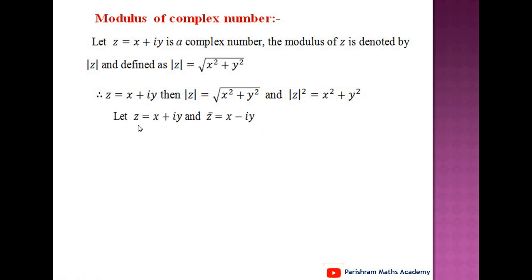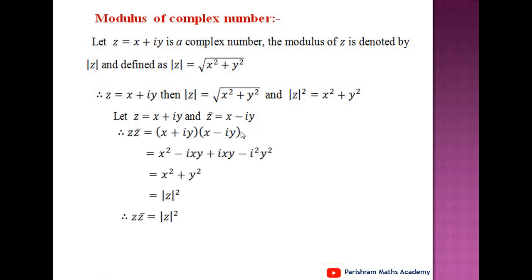Now, let us take z equal to x plus iy, a complex number. The value of z bar is x minus iy, and therefore the product z into z bar, where z is x plus iy and z bar is x minus iy. Taking their usual product, we get x square minus i into xy plus i into xy, last minus i square into y square. The middle two terms are the same, they cancel. The value of i square is minus 1, and the last term is minus minus plus, and that is equal to x square plus y square.